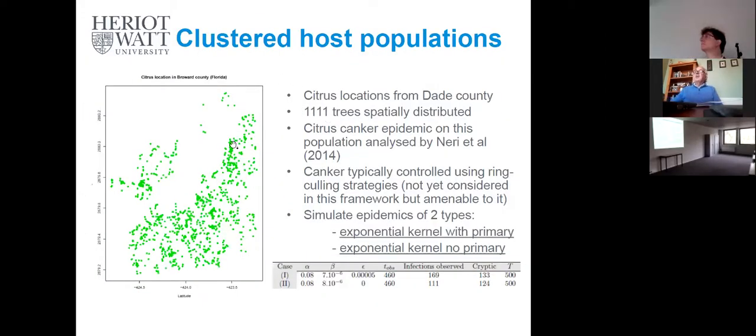So for this case, we get very little difference in the performance of the risk and the threat. However, when we look at realistic populations, so this is a real citrus population from Dade County, so we use this to do some counterfactual simulations of epidemics and see how our control strategies actually work. So we're using two settings. The first simulations, we have a primary infection rate. The second simulation only has a secondary infection rate, so therefore we don't have any primary. Secondary infection will give us a very, very clustered epidemic.